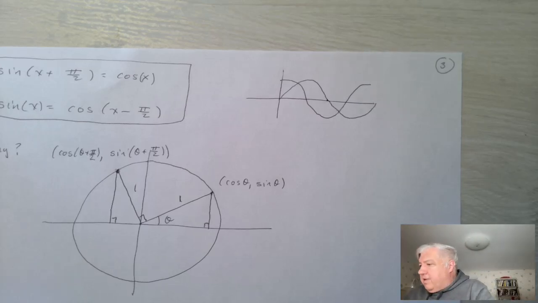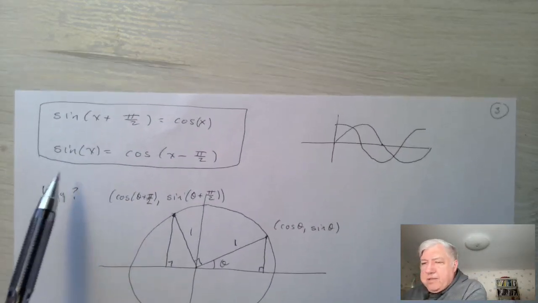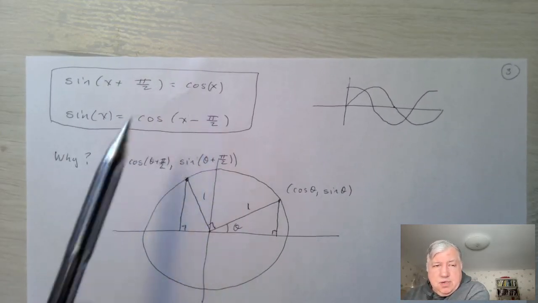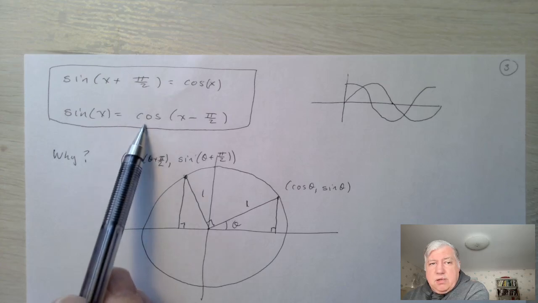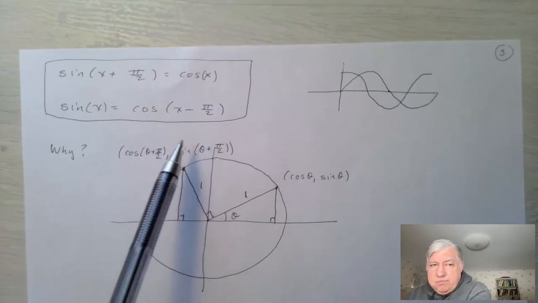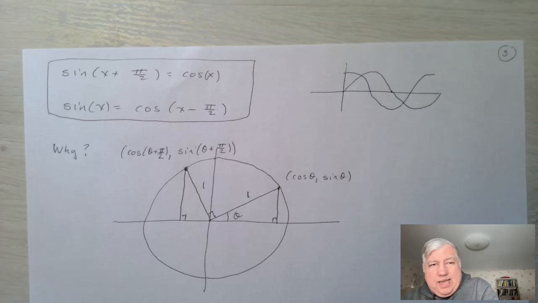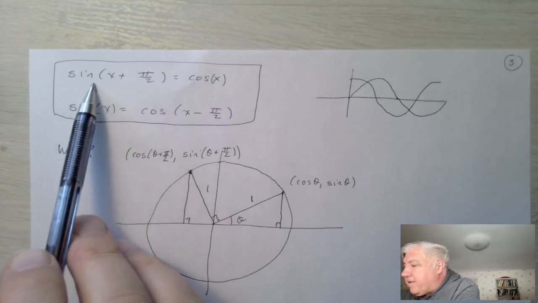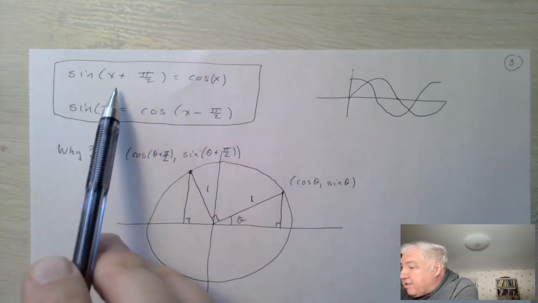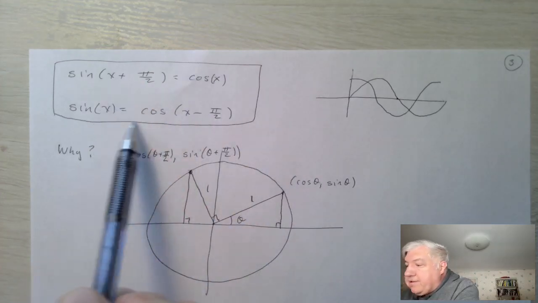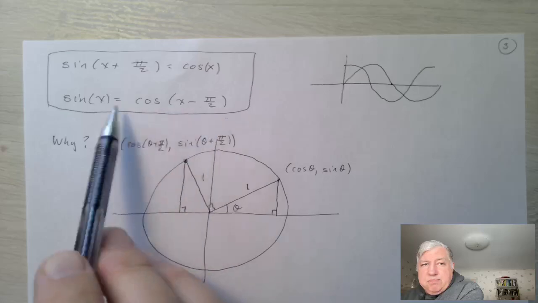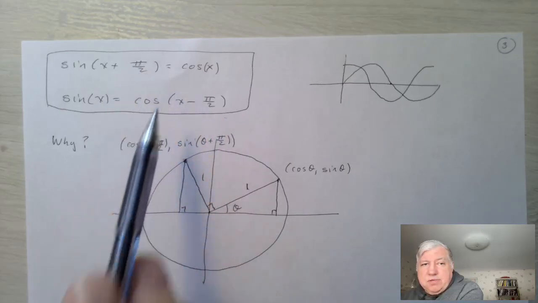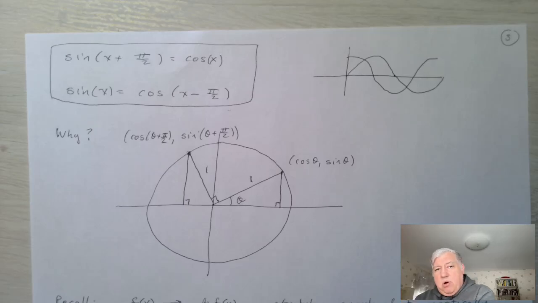And in fact, that's exactly what happens. It turns out that the sine of x plus pi over 2 is equal to the cosine of x, and the sine of x is the cosine of x minus pi over 2. These two statements basically say the same thing, because if you assume this to be true and you replace x with x minus pi over 2, you get this one. And if you assume this to be true and you replace x with x plus pi over 2 into here, you get this. So these say the same thing, and they're both true because of this.